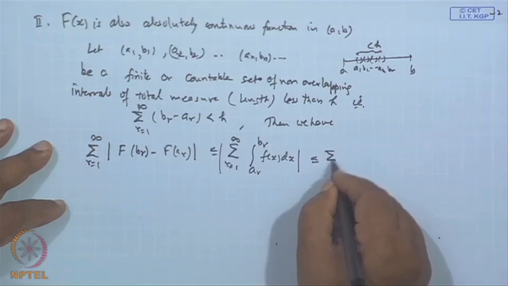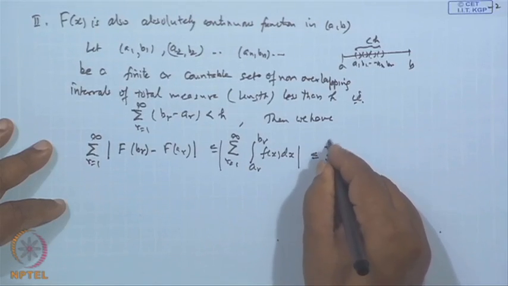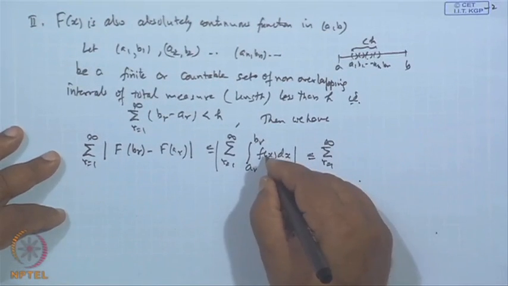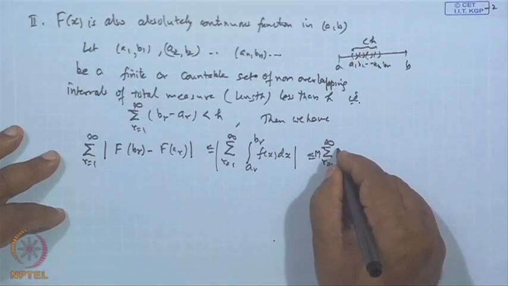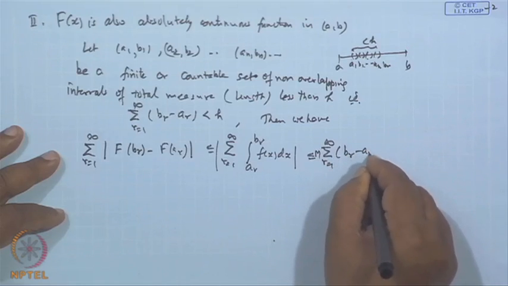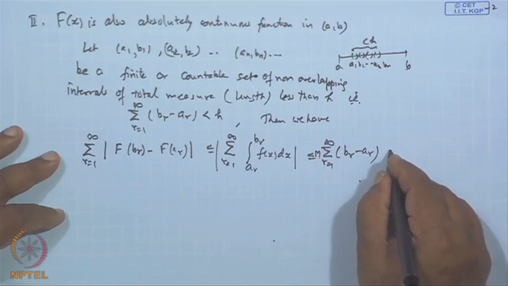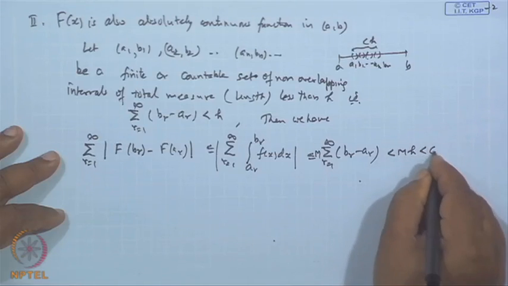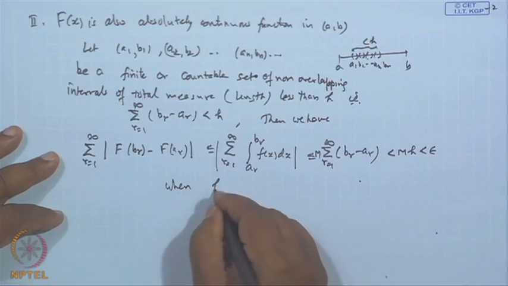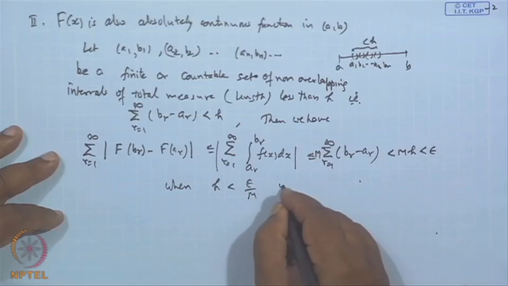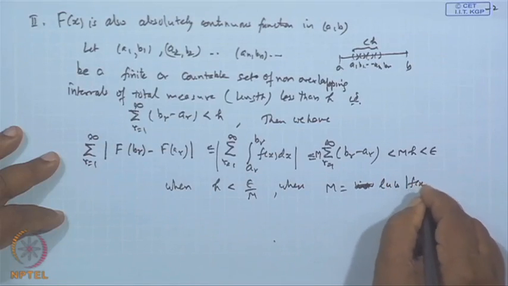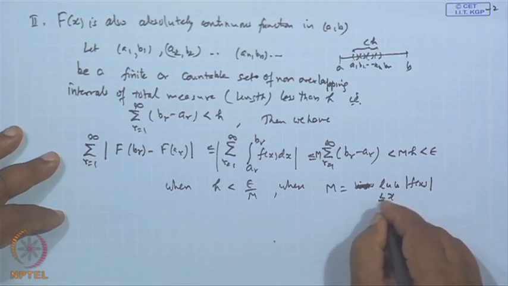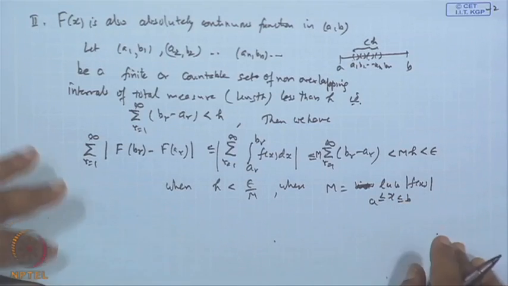So, this is less than or equal to sigma r is 1 to infinity m times of this, mod of this is m. So, we can write m into mod of b r minus a r, but this is less than h. So, we get this is less than m h, which is less than epsilon when h is less than epsilon by m, where m is the maximum or the least upper bound of the function mod f x over the interval x lying within this.